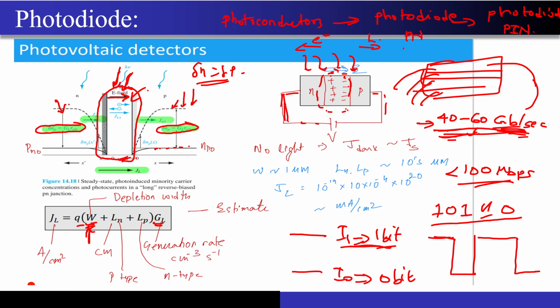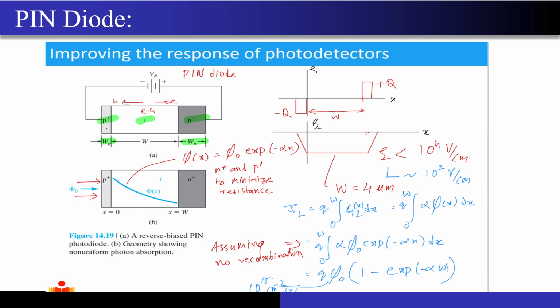So I want to make sure that there already exists the electric field. What about here? Electric field does not exist. These are neutral regions, correct? These are neutral regions. So now can I continuously increase the width of the depletion region? I will hit some boundary, correct? See, this depletion region is there, but I cannot increase it infinitely, correct? So now what can I do? I can create a PIN diode.